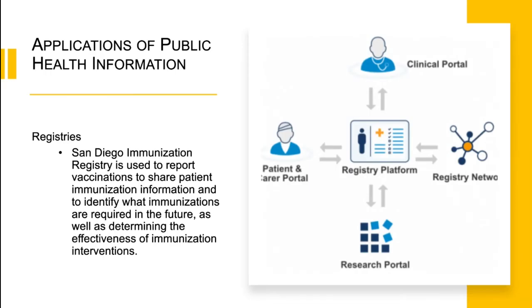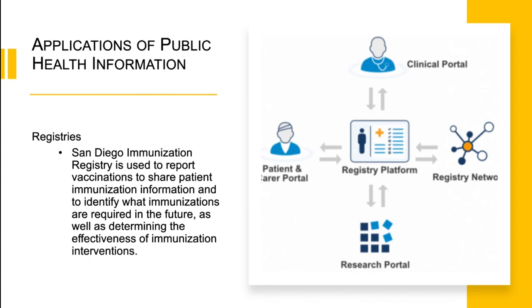Another example is the San Diego Immunization Registry. This is used to report vaccinations, to share patient immunization information, and identify what immunizations may be required in the future, as well as what you already have. This helps with determining effectiveness of immunization interventions, right? Meaning those specific, focused, and concentrated efforts to get more people to immunize.